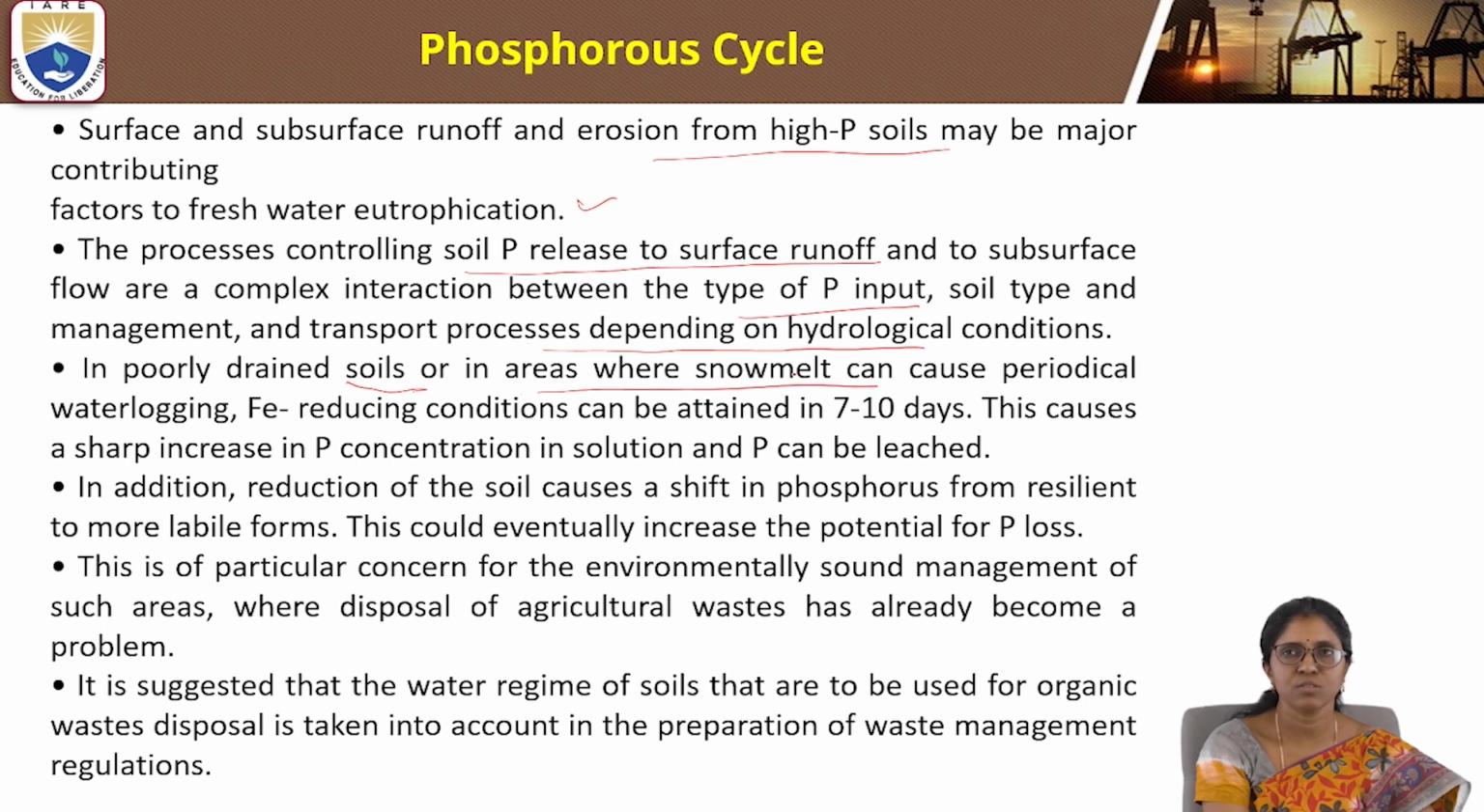In areas where snow melt can cause periodical water logging, iron reducing conditions can be attained in 7 to 10 days. So this causes a sharp increase in phosphorus concentration in solution, and phosphorus can be leached. In addition, reduction of soil causes a shift in phosphorus from resilient to more labile forms, and this could eventually increase the potential for phosphorus loss.